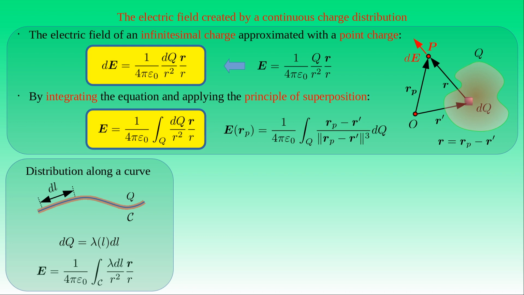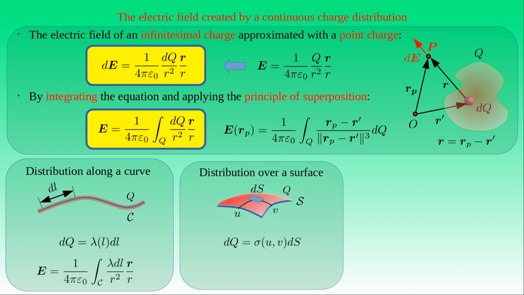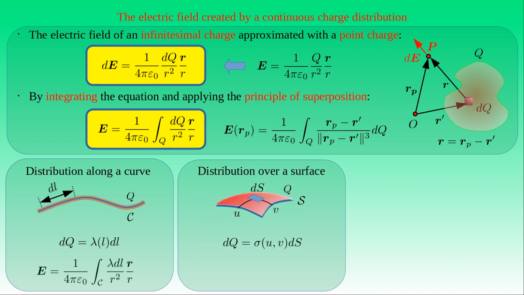For the electric field created by charged surfaces, the infinitesimal charge element dq is given by the surface charge density sigma times the infinitesimal surface element ds. Then the electric field E created by a charged surface S is equal to 1 over 4 pi epsilon naught, times the surface integral of sigma divided by r squared, times the vector r divided by its length, over the surface S. Here the surface element ds can be expressed in terms of the position vector r, and the independent variable of the integrand can be changed to the coordinates of the vector r.